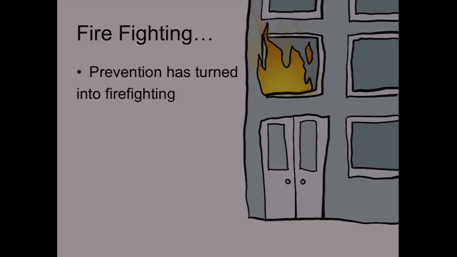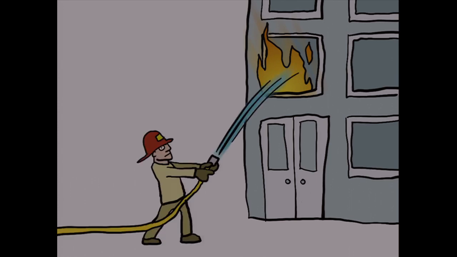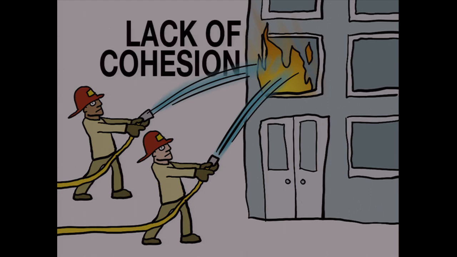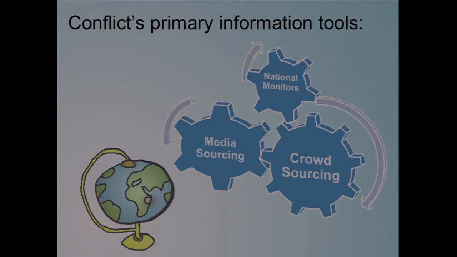This was before the integrated conflict early warning system. Prevention has turned into firefighting. Because of the lack of cohesion, you'll have one guy thinking he's doing something very unique by putting out a fire, and then another guy thinking the same thing. And as a result, again, a lack of cohesion in the response strategies for the system. Now, what this system incorporated was three major areas: the national sourcing, the media sourcing, and the crowdsourcing. These were the three main tools that were used for the conflict early warning system.